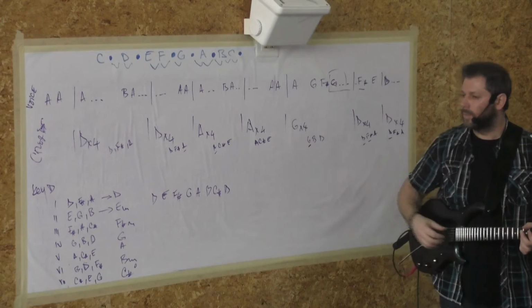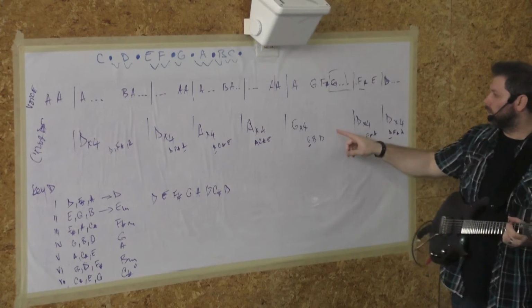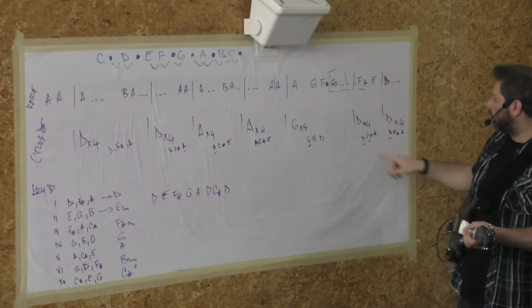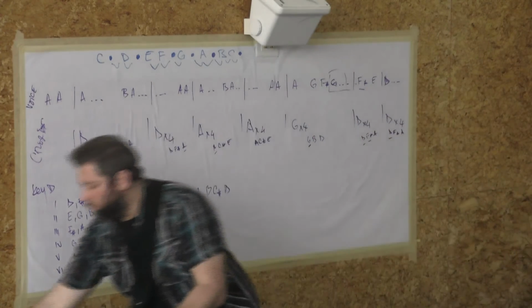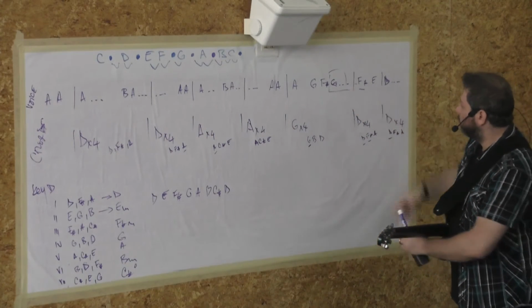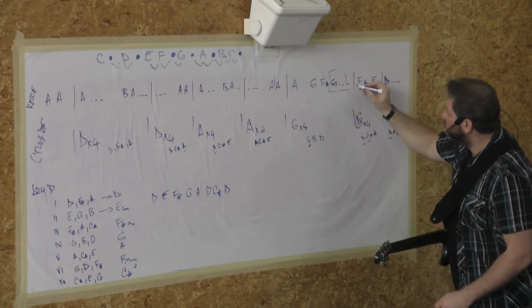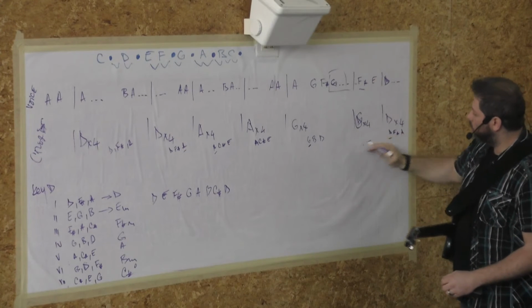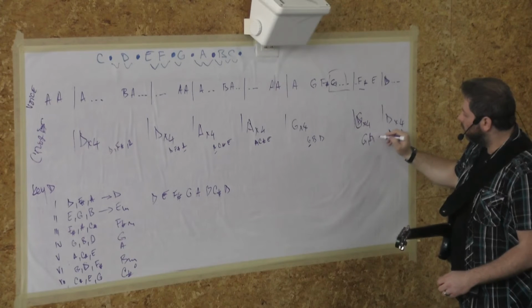G. Oh, it's G. I'm sorry. It's supposed to be G, because it remains from that G, which is long right here, and then we get back. So we chose G, which is G, B, D.